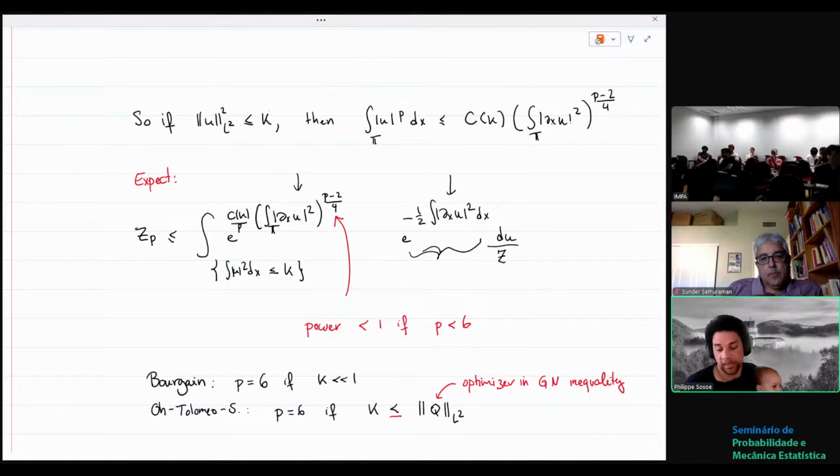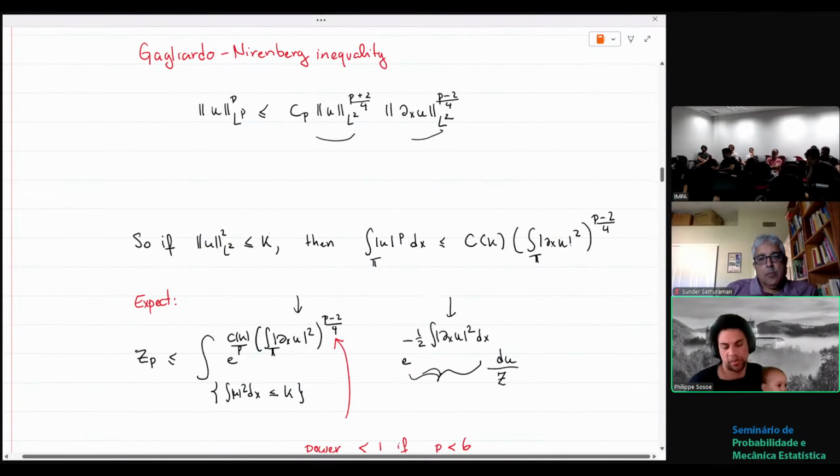He showed that if k is very small, so if you restrict your Brownian motion to a total integral of u squared to be very small, then even in the case p is equal to 6, you can integrate this partition function. We later showed with Leonardo Tolomeo and Tadahiro Oh that if p is equal to 6, then you can actually construct this partition function all the way up to k equal to the mass, so the L2 norm of the minimizer, the optimizer in the Gagliardo-Nirenberg inequality. And the optimizer here actually gives you the best constant.